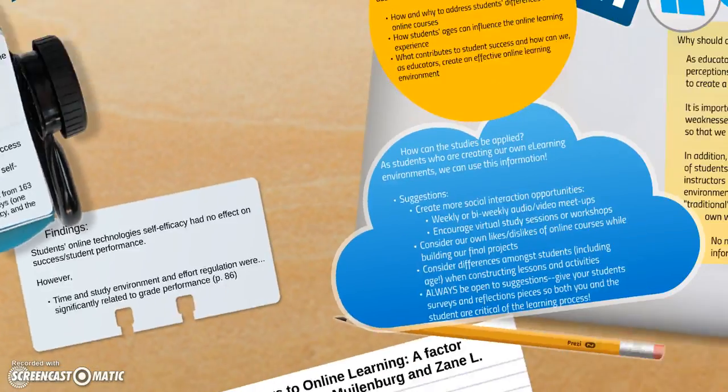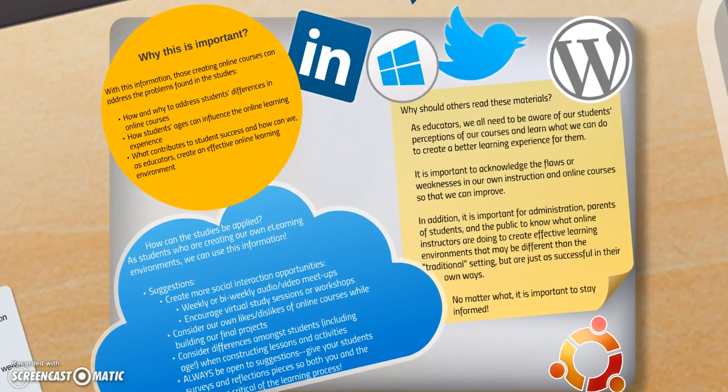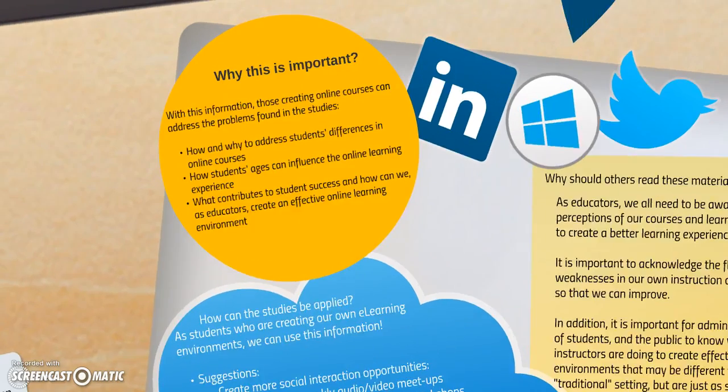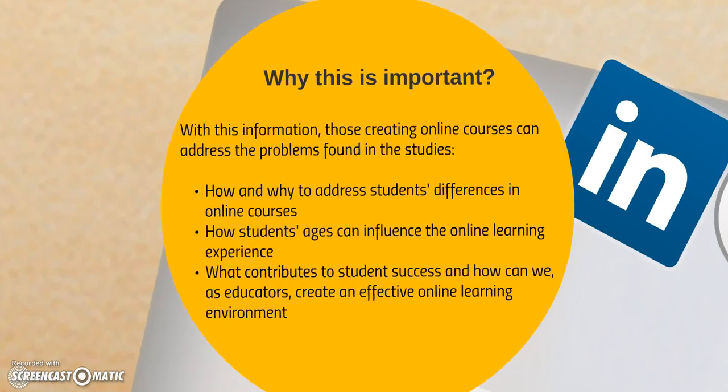Now, finally, why is this so important? What does this have to do with us as learners and educators? Firstly, with this information, those creating online courses can address the problems found in these studies. For instance, how and why to address students' differences in online courses, how students' ages can influence the online learning environment, what contributes to student success, and how can we, as educators, create an effective online learning environment.